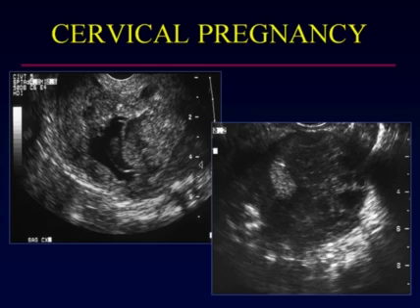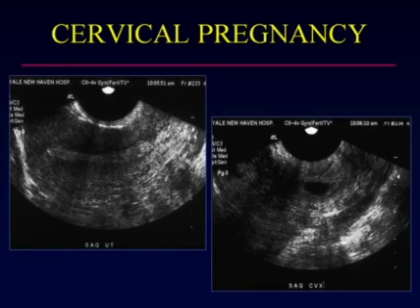Here are a couple of other older cases. Again, you can see this gestational sac within the cervix, eccentric trophoblastic tissue embedded into the cervical wall. And here you see the little embryo and amnion with this very irregular gestational sac within the cervical wall.